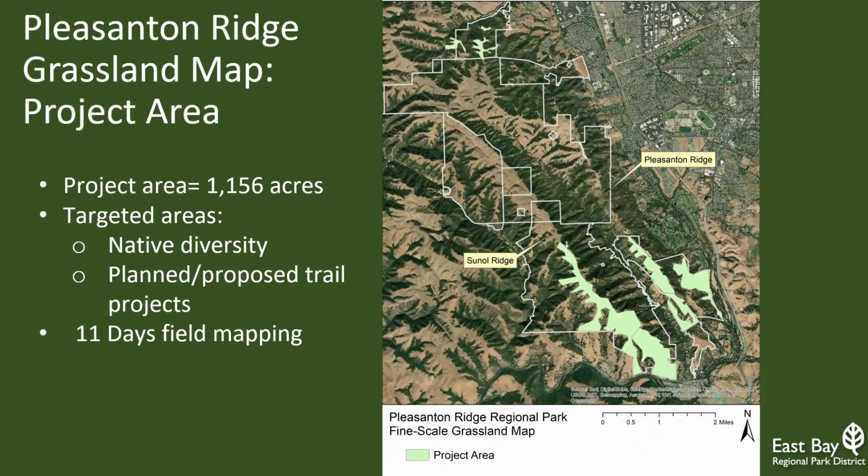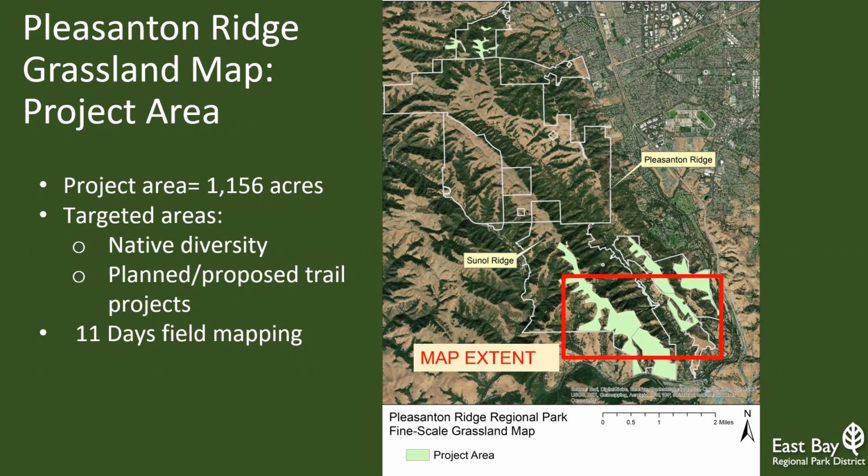So now I'm going to talk about the Pleasanton Ridge Grassland Mapping Project. We ended up mapping a little over 1,100 acres, and we targeted areas that we expected to have native diversity. And we also targeted areas where there were planned and proposed trail projects. And so that's why the project area is a little bit disjunct. At the top of the photo, you can see there's a couple grassland areas up in the north. Most of the areas that we mapped were in the south on Sunol Ridge and Pleasanton Ridge. And I spent 11 days in the field doing the mapping.